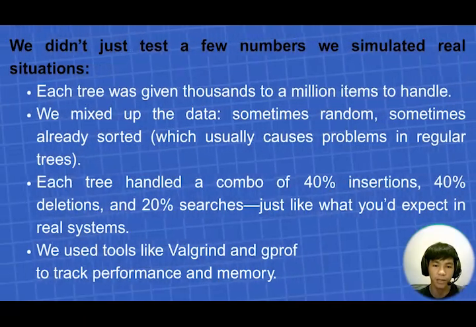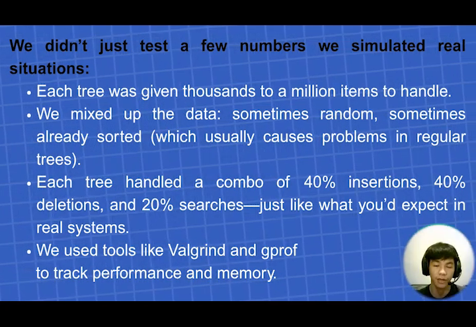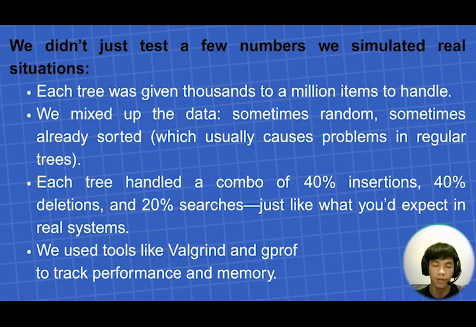We didn't just test a few numbers. We simulated real situations. Each tree was given thousands to a million items to handle. We mixed up the data, sometimes random, sometimes already sorted, which usually causes problems in regular trees. Each tree handled a combo of 40% insertions, 40% deletions, and 20% searches, just like what's expected in real systems. We used tools like Valgrind and JProof to track performance and memory. Everything was done on the same computer setup to make the results fair.